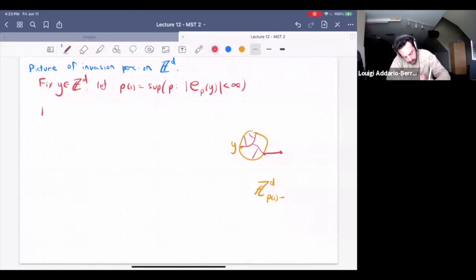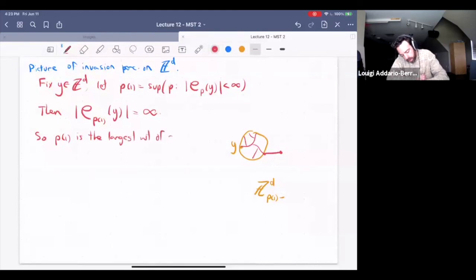So the component C_P1 of y is infinite, right? And so that means that P1 is the largest weight of an edge explored by Prim from y, right?